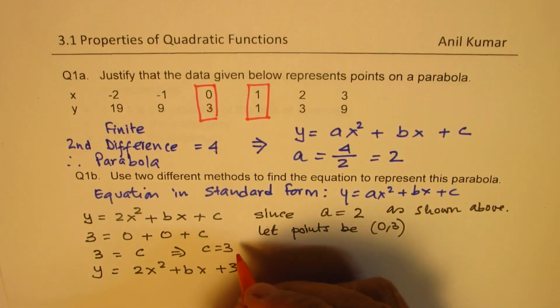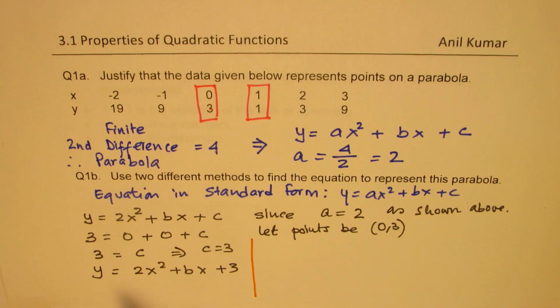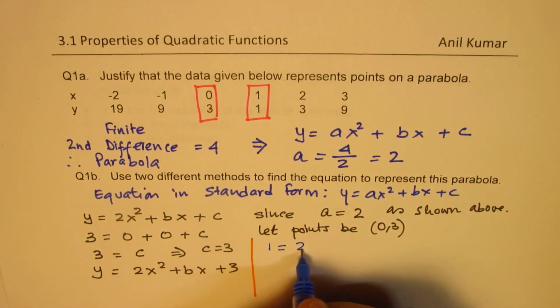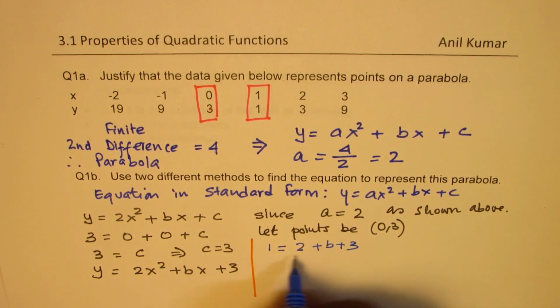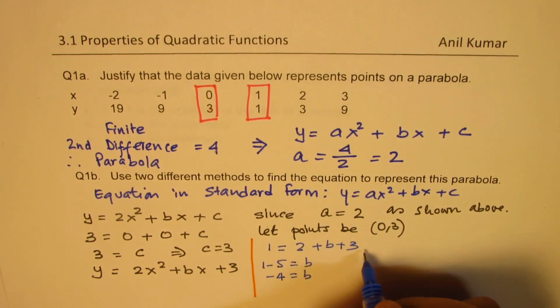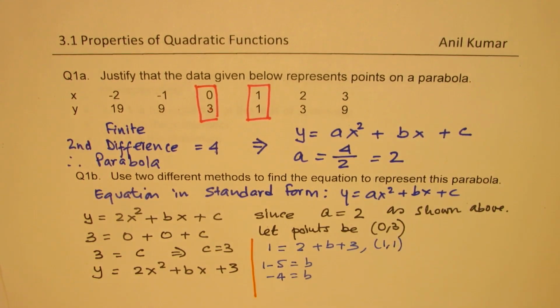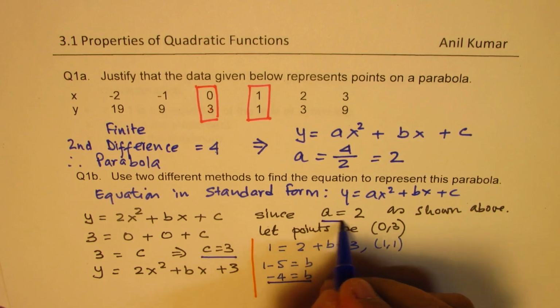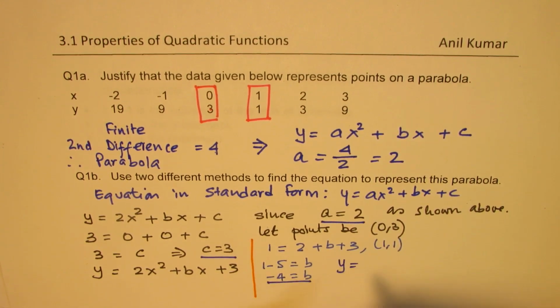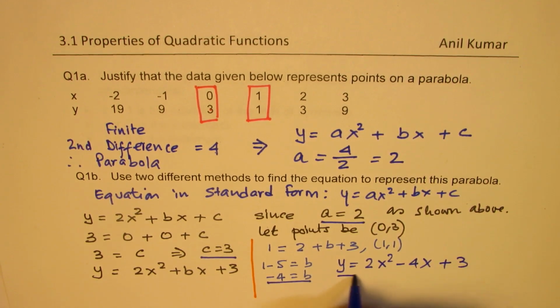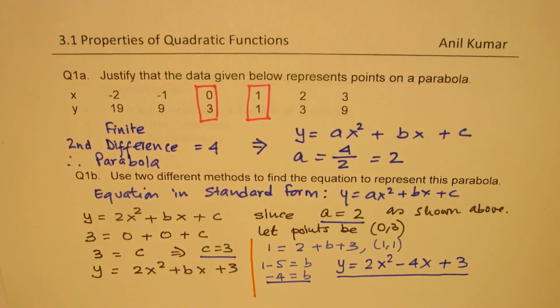So let's move it to the right side. When I write (1, 1), we get 1 equals 2 plus b plus 3, which is 5. So we get 1 minus 5 equals b, so we have minus 4 equals b. This is using the point (1, 1). Perfect. And now once we know what b is and what c is, we already know a is 2. We have our equation, which is y equals 2x squared minus 4x plus 3. So in standard form, that is going to be your equation.